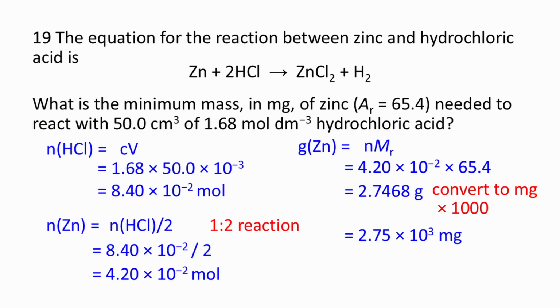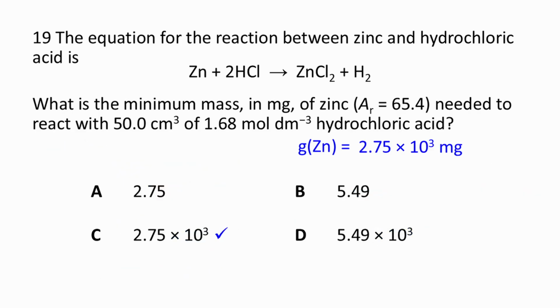The mass of zinc in grams is given by mass is equal to amount in moles multiplied by molar mass. The molar mass of zinc is equivalent to its relative atomic mass and is given in the question. Substituting these numbers into the equation gives a mass of zinc of 2.7468 grams. We must convert to milligrams by multiplying by 1000, which is equal to 2.75 times 10 to the 3 milligrams. If we compare this value to those given in the question, we can see that the correct option is C, 2.75 times 10 to the 3.